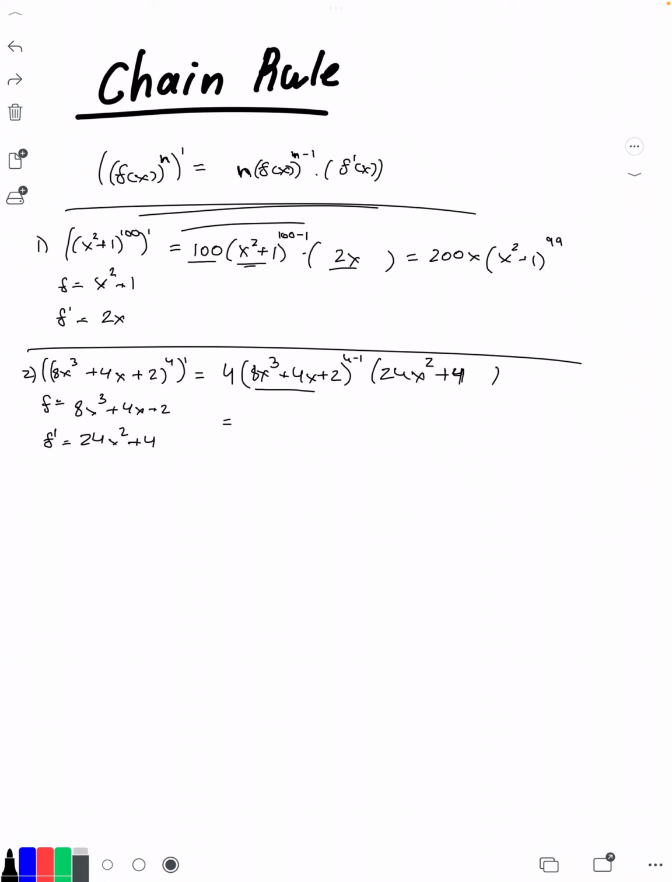So now we just need to open it. We're going to have 4 multiplied by that, because we can. So we're going to have 4 multiplied by 24x squared, which will result in 96x squared plus 4 multiplied by 4, 16. All that is multiplied by 8x to the power of 3 plus 4x plus 2 to the power of 3. And that will be the result.